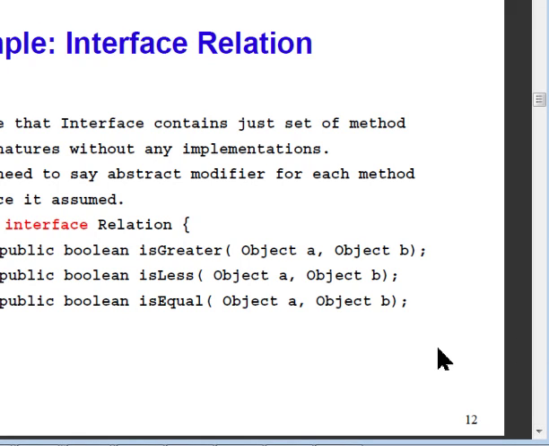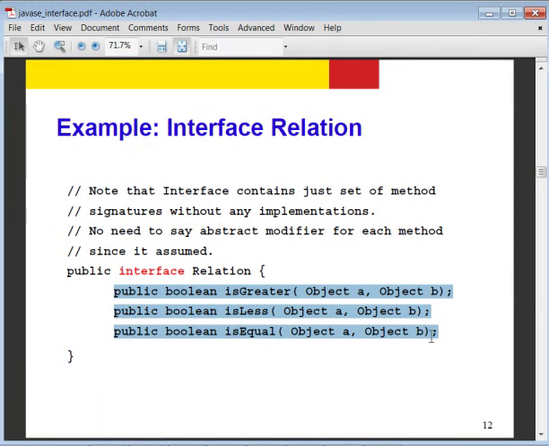So this is an example of an interface called Relation. You use the interface keyword, and this is the name of the interface. As you can see, every single method in an interface is an abstract method. Now, because every method is an abstract method, you don't have to specify abstract, even though you can. Syntax-wise, it is allowed.